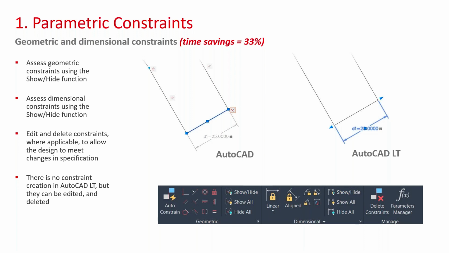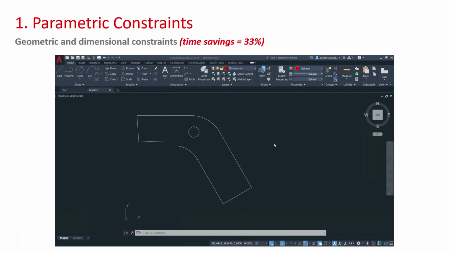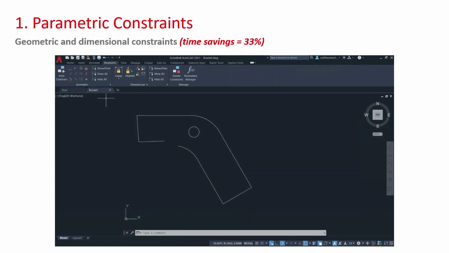What I'm going to do now is jump into a really simple little video, and it's going to take us through a simple little bracket drawing. You can see that there at the top of the AutoCAD screen there, it's bracket.dwg. I'm just going to run the video now, and as we go through it, I'll explain what's going on in AutoCAD. So we've got the parametric tab in full AutoCAD, and what I'm doing now is hitting show all for geometric and dimensional constraints, of which there aren't any at the moment.